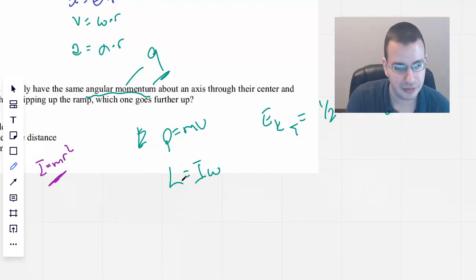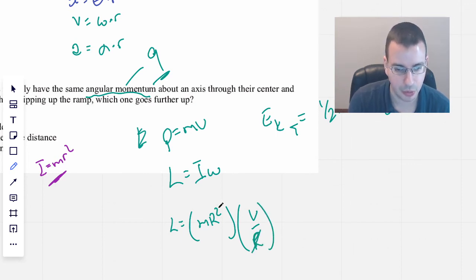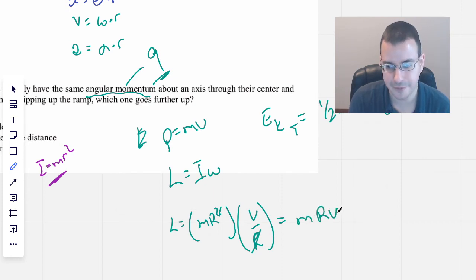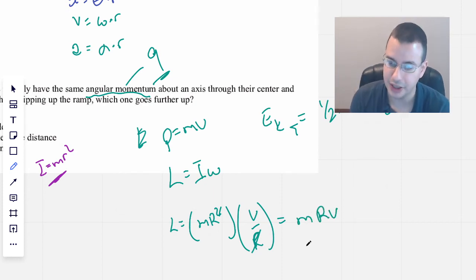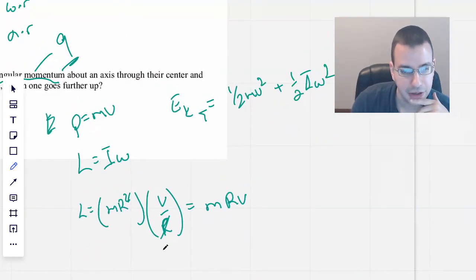So we have, let's see here, L, which I'm going to say we know is 9, equals I, which is mr squared. I'll go back to using capitals just because I enjoy it. And then V over R is omega. Probably should make this capital. One of these cancels, and we're left with mrv. Before it was 1/2 mrv. Now it's just going to be mrv. Okay?